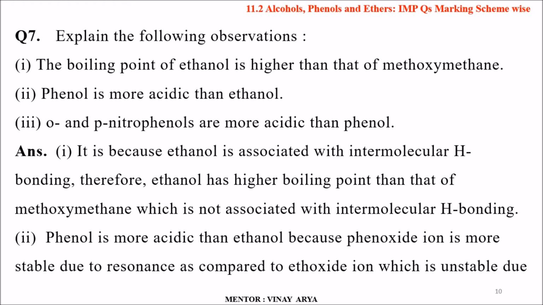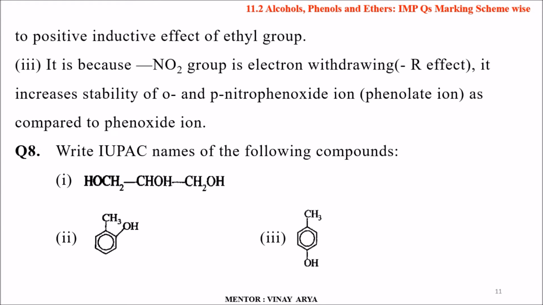Second, phenol is more acidic than ethanol because phenoxide ion is more stable due to the resonance as compared to ethoxide ion, which is unstable due to positive inductive effect of ethyl group. Third part, it is because NO2 group is electron withdrawing, that is, minus R effect is shown by it. It increases stability of ortho and para nitrophenoxide ion as compared to phenoxide ion.